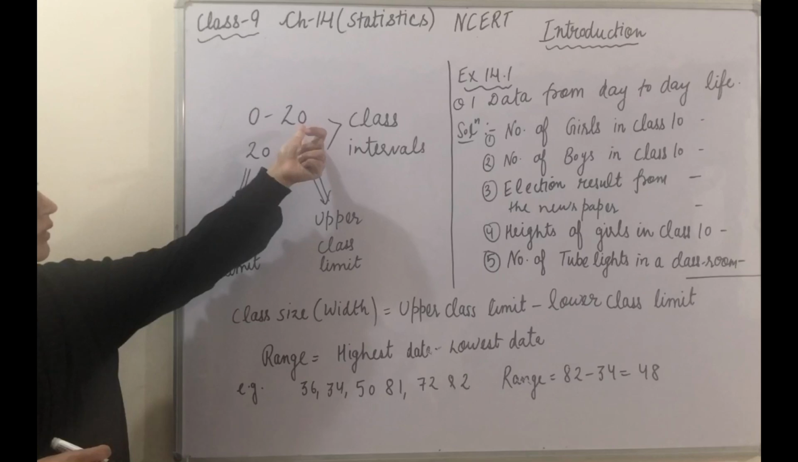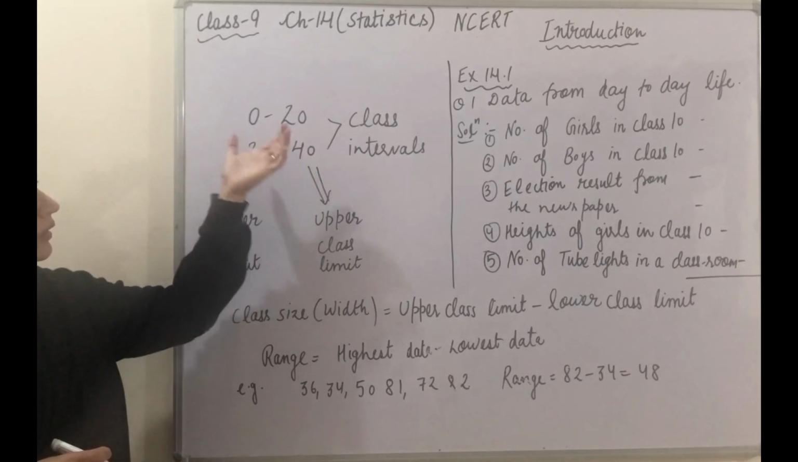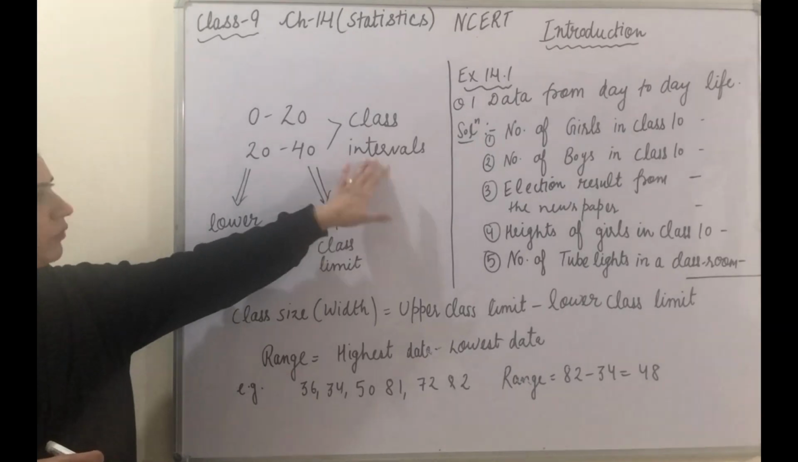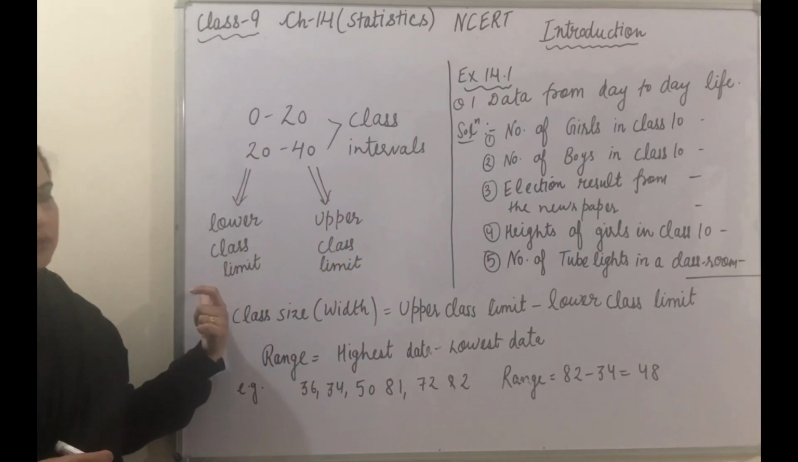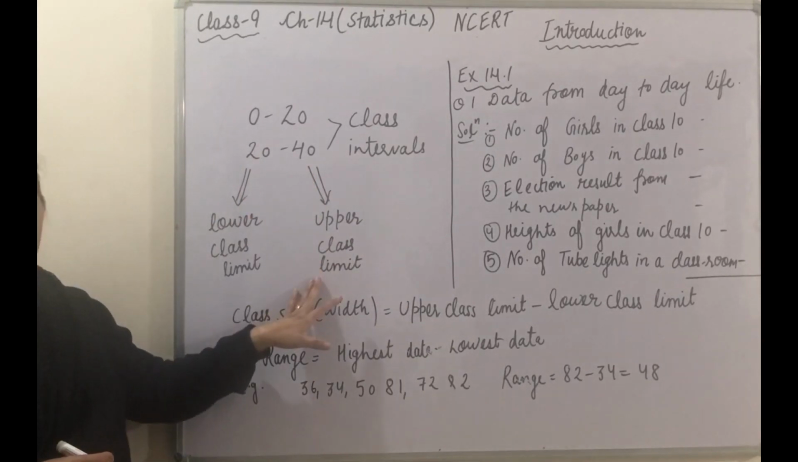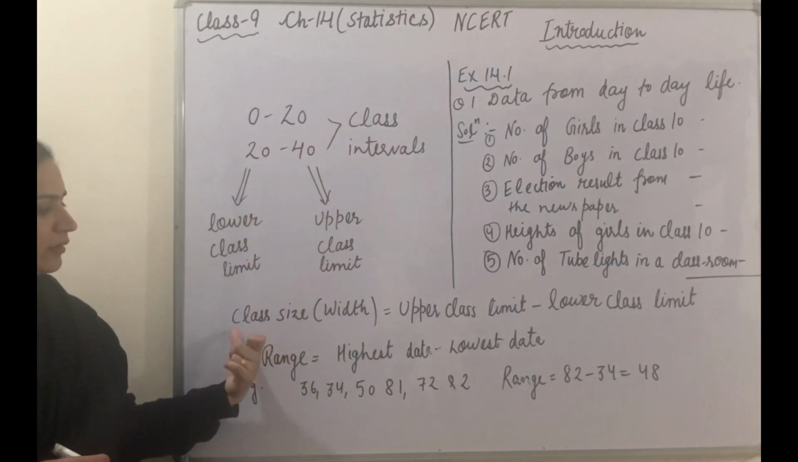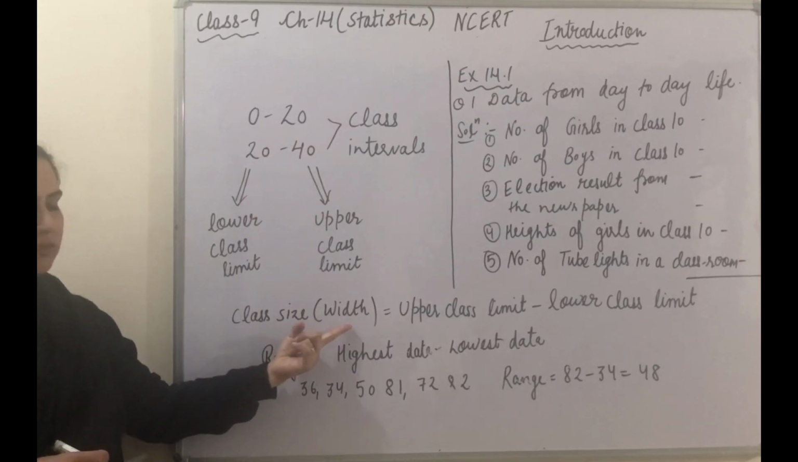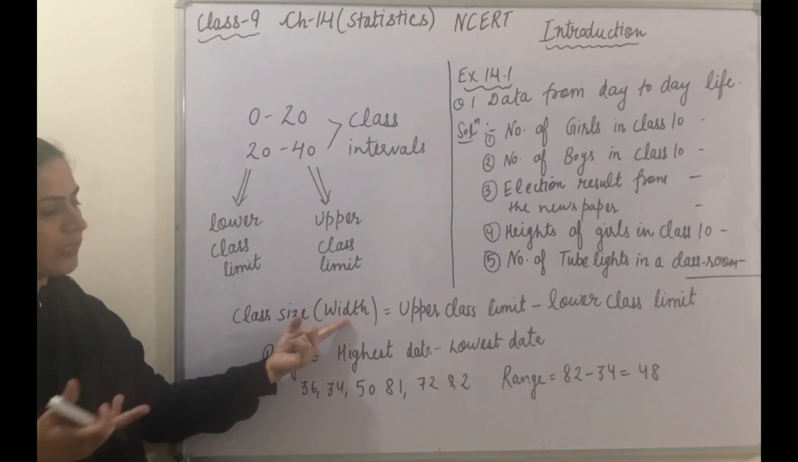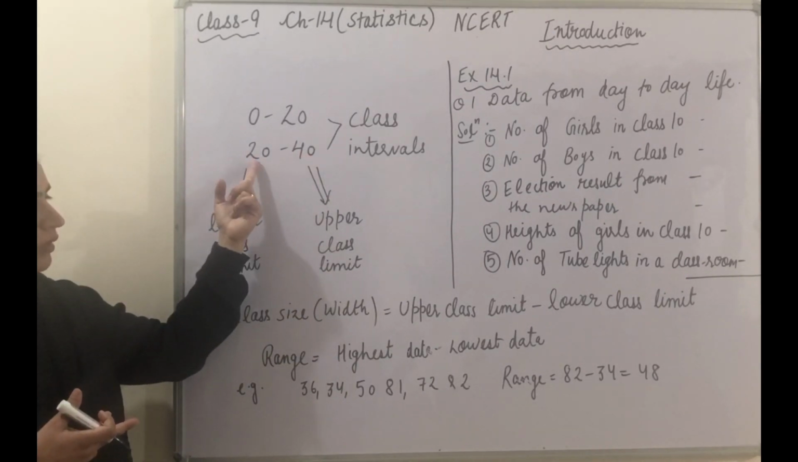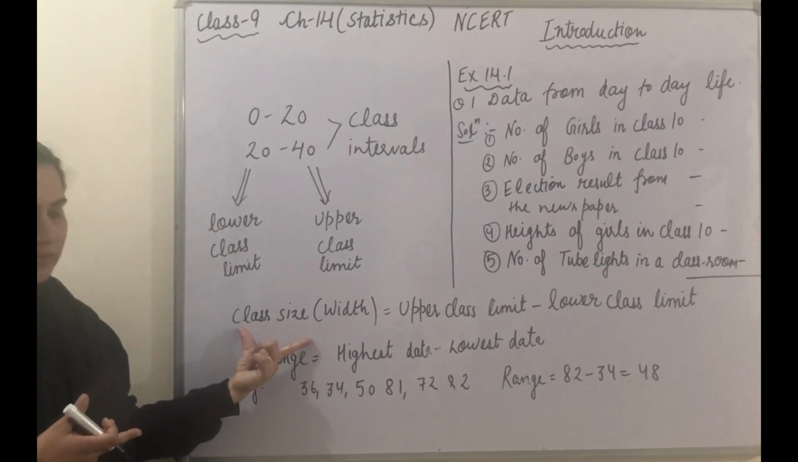Way, 0 to 20, 20 to 40. These are called the class intervals or the classes, where 20 is the lower class limit and 40 is the upper class limit. The difference between the upper class limit and the lower class limit is called the class size or the width, or sometimes we'll say height also. Difference of upper class limit minus lower class limit is called class size.